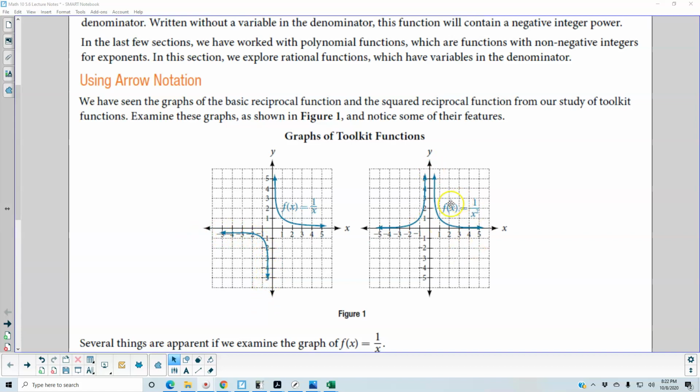Now, when we look at the squared reciprocal function, on the left side, as it approaches the x-axis, it's going towards negative infinity. And as it's approaching the y-axis, it's going to positive infinity. If we look at the right side, as it's approaching the x-axis, it's going towards positive infinity. And as it's approaching the y-axis on the right-hand side, it's approaching positive infinity.